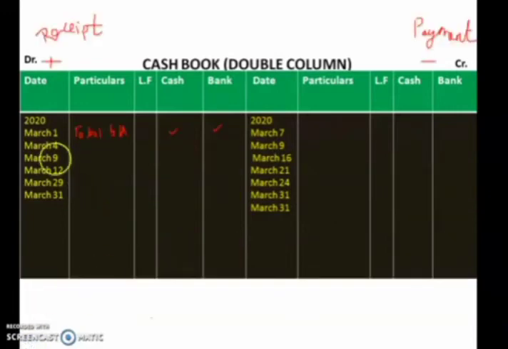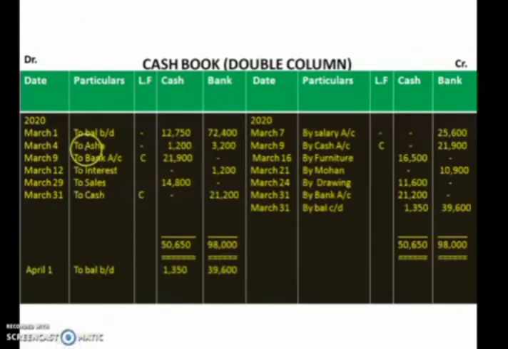But what about recording this transaction in the cash book? So here the date is March 4th. Here you will write To Asha. And the amount you have to write both in cash as well as in bank. In cash you will record 1,200 and in bank you will record 3,200 as per your question. You can see, To Asha account, 1,200 and 3,200 I have recorded.